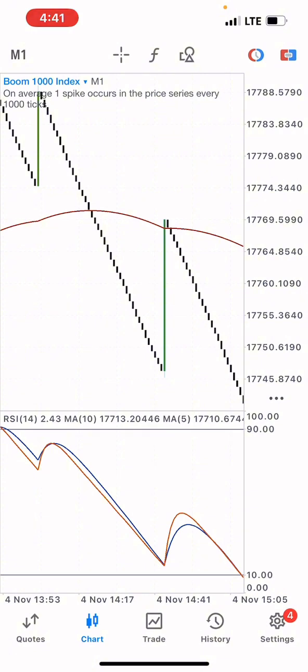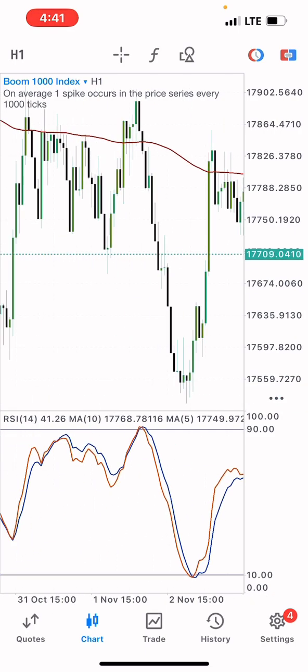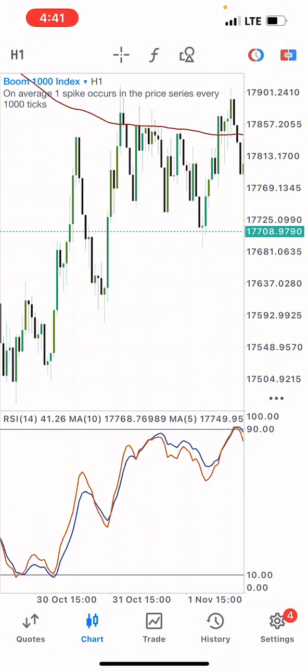So for this strategy to work perfectly for you, you want to first of all go to the higher time frame, the 1 hour time frame. On this time frame, you want to see that consistently price has been running below the period 200 moving average on the main window, right?